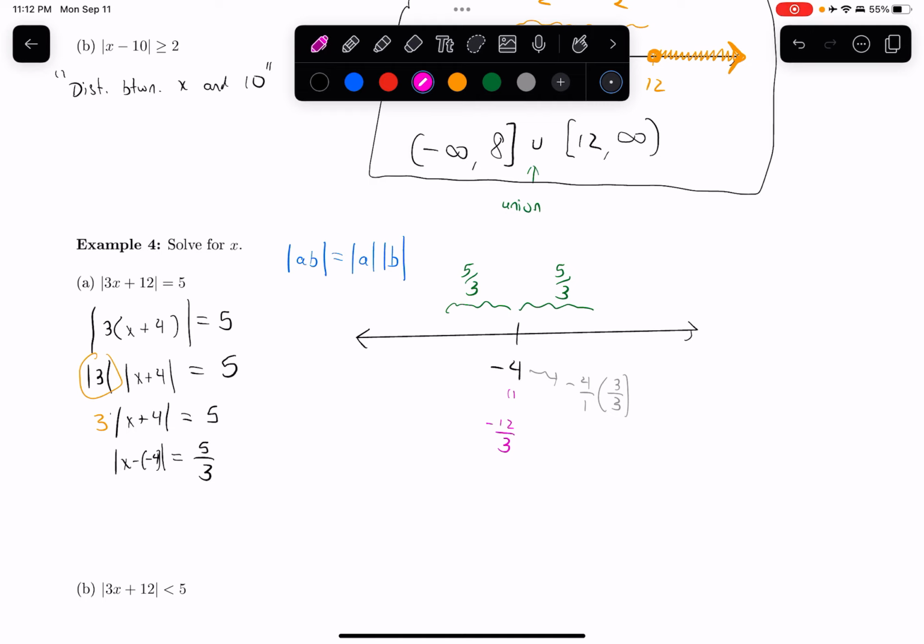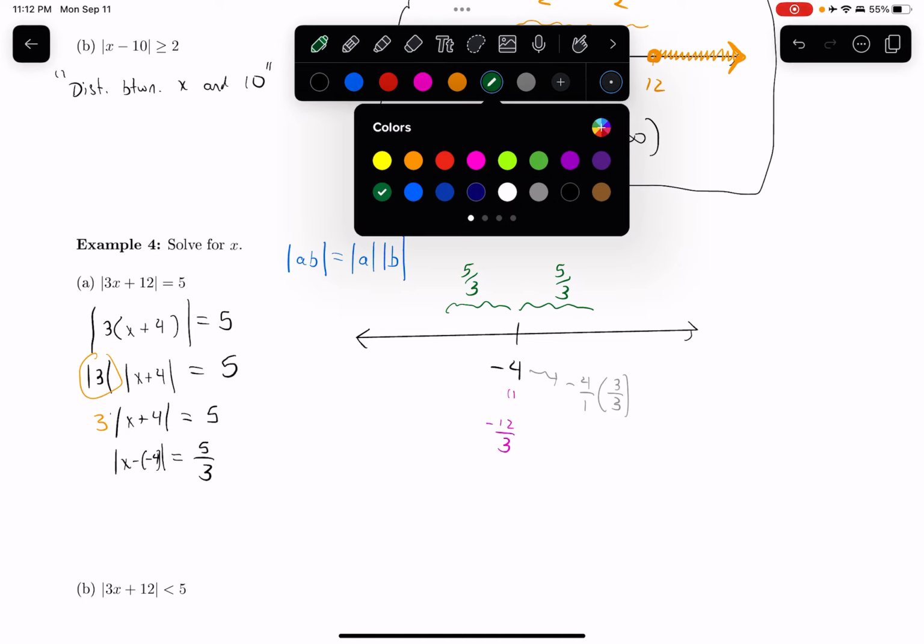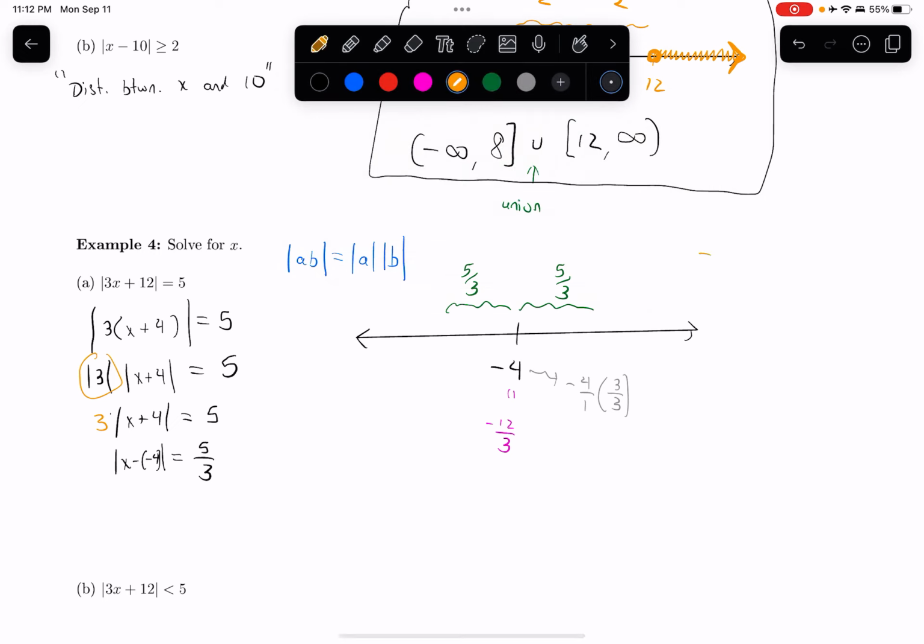So now I'm going to have to do negative 12 over 3 plus 5 over 3. I'm also going to have to do negative 12 over 3 minus 5 over 3 to get these endpoints. If I add 5 over 3 to negative 12 over 3, I get negative 7 over 3. And when I subtract, I get negative 17 over 3. So when I added it, I got negative 7 over 3. When I subtracted it, that's the smaller one, I got negative 17 over 3.